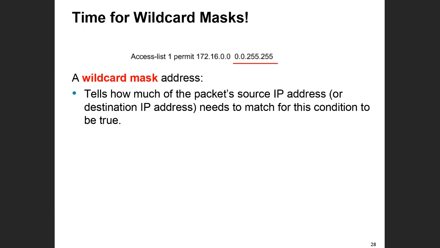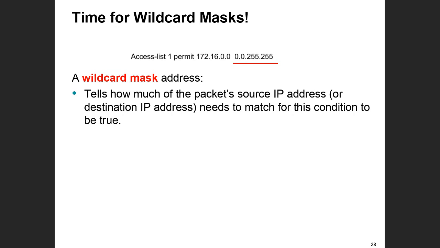Now let's look at wildcard masks. We looked at wildcard masks with OSPF as an alternative method: instead of specifying the subnet mask of 255.255.0.0, we specified a wildcard mask of 0.0.255.255. It's sort of a mirror image of the subnet mask. So in access control lists, the wildcard mask tells us how much of this address needs to be checked to see if it's to be matched or not. The zeros mean we must check that octet.